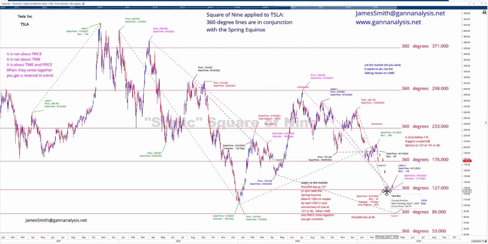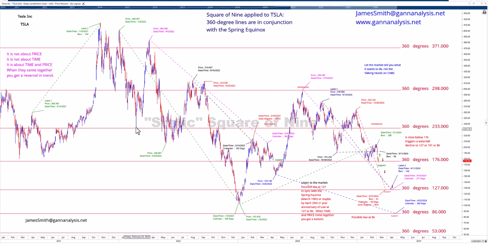So you can see this thing vibrates to the square of 9. Here we have a high at 298. Here we have a double bottom at 176. And you can see it got close to that same level back here. Here you had a direct hit at 233, bounced off it, went higher. So the concept here, you may not be familiar with the square of 9, but the reality is when it vibrates to these levels, you want to go the other way.